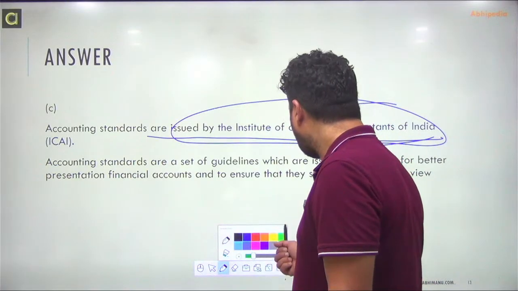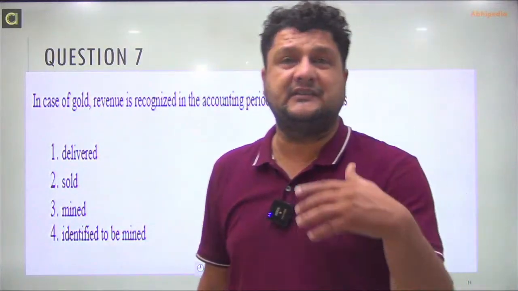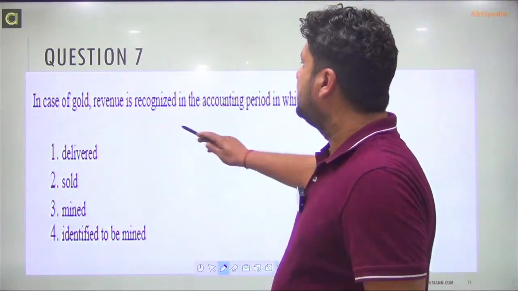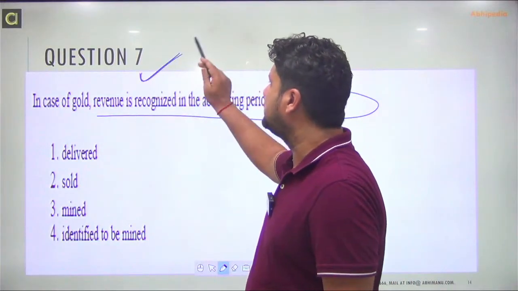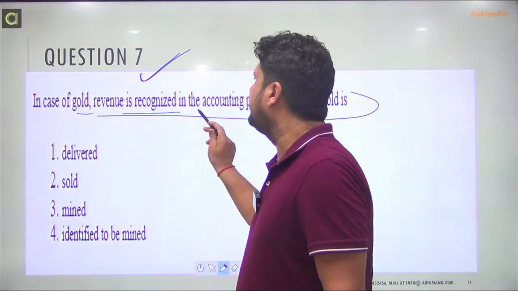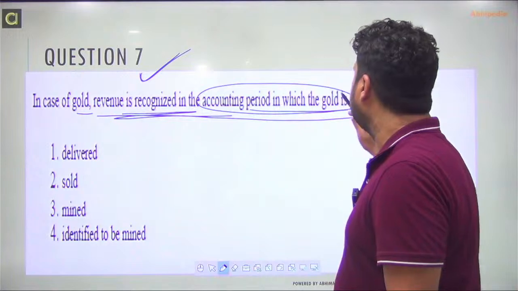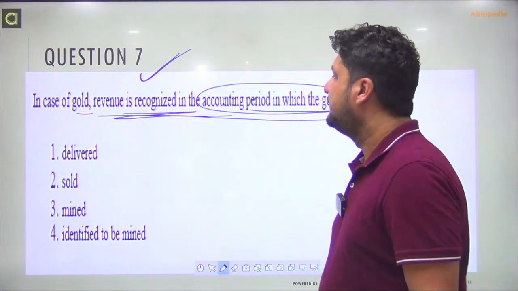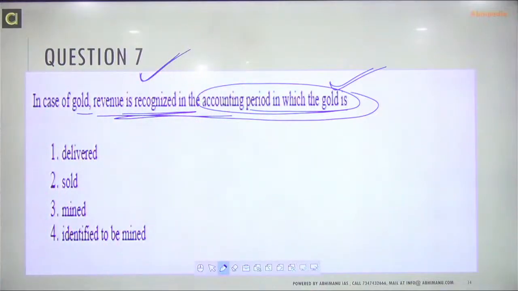These are not made or drafted by the central government. Now this is one of the earlier questions: in case of gold, revenue is recognized in the accounting period in which the gold is delivered, sold, mined, or identified to be mined. This is a previous year question.